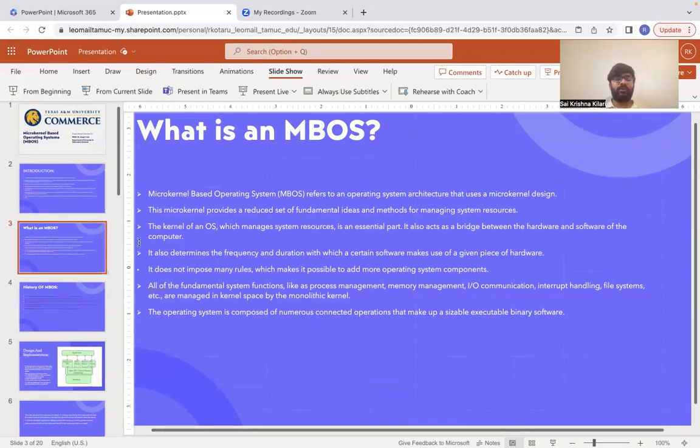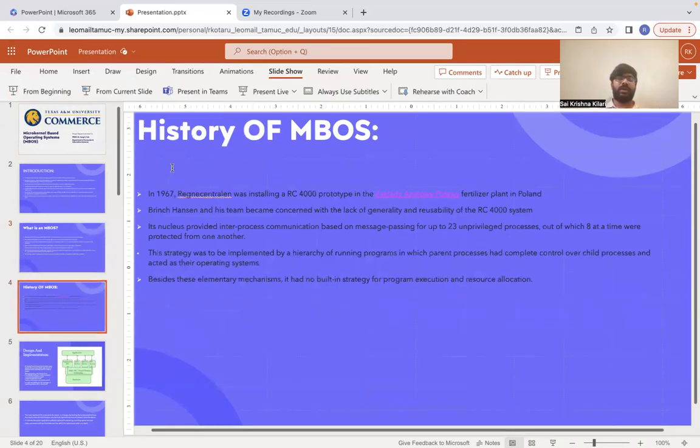I would like to introduce the history of MBOS. In 1967, a microkernel was installed, the RC 4000 prototype, in the Zakłady Azotowe Puławy fertilizer plant in Poland. Brinch Hansen and his team became concerned with the lack of generality and reusability of the RC 4000 system. Its nucleus provides inter-process communication based on message passing for up to 23 unprivileged processes, out of which 8 at a time were protected from one another.